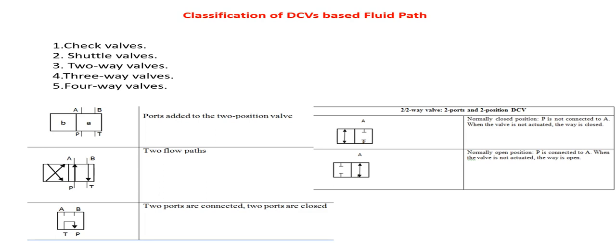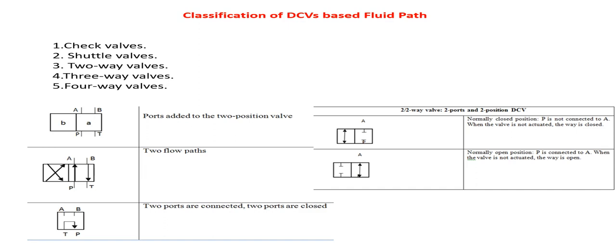A, B and P, T are called as ports. A and B are called as actuator port. P is called as a pressure port, which is usually connected to the pump, and T is the tank port, which is actually connected to the tank. So these crossed lines or crossed arrows will define the fluid paths. There are center positions for different direction control valves that we will study later.